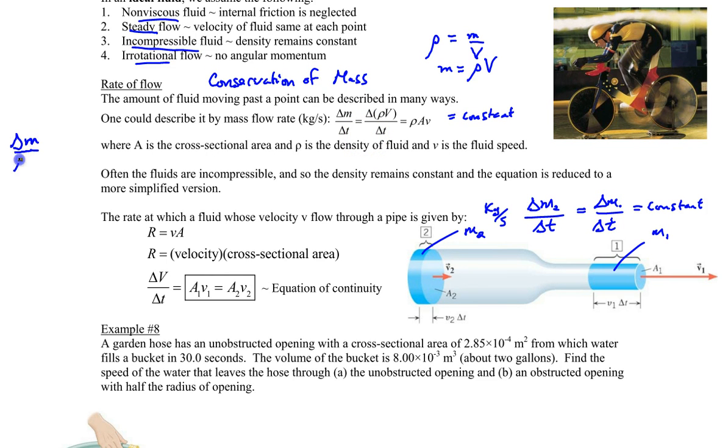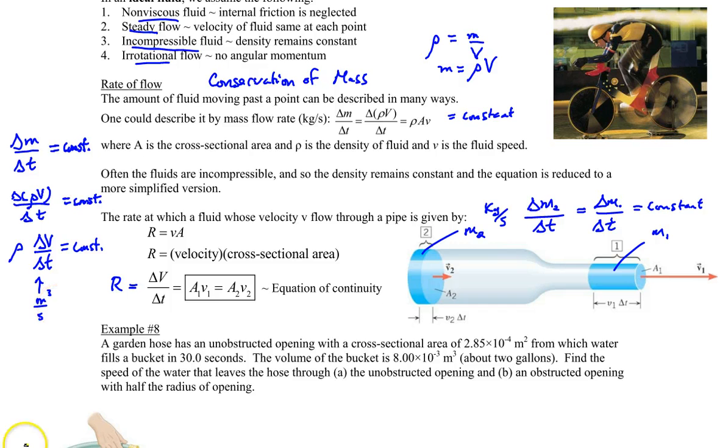So the change in mass over change in time is constant, but we're replacing the mass with density times volume over time, which is constant. And we know that we are assuming this is an ideal fluid that is incompressible, so the density remains constant, and really we have the change in volume over the change in time is constant. So this basically means that the volume flow rate, R, which we represent as change in volume over change in time, remains constant. That, by the way, is meters cubed per second, the SI units for volume flow rate.